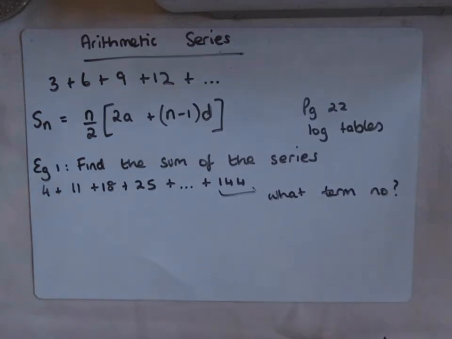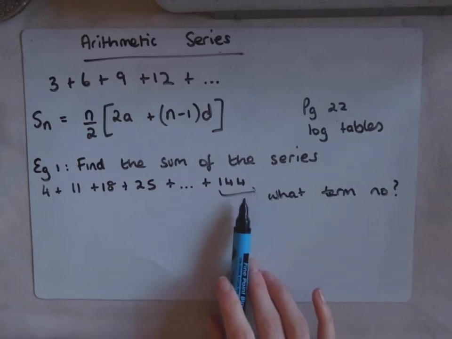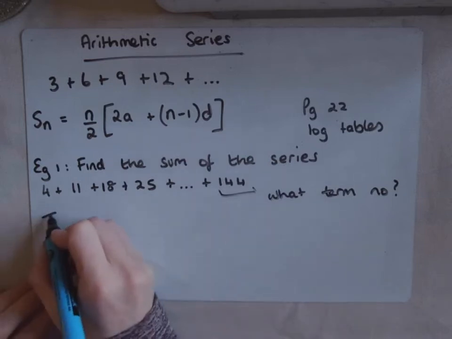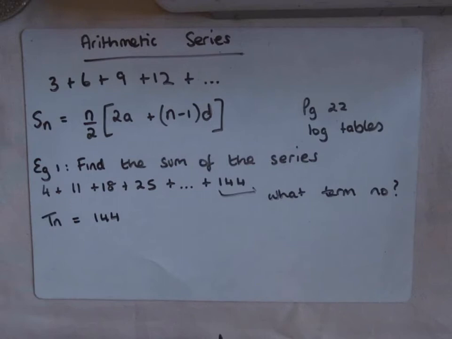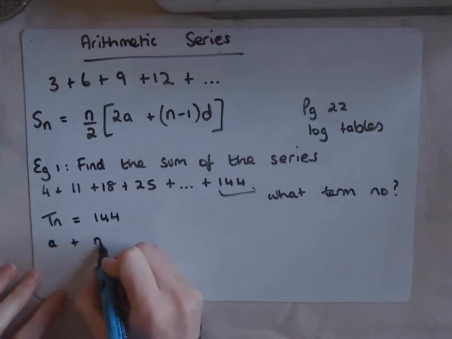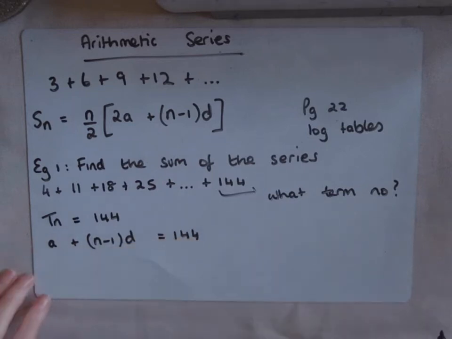If we find out that's the 10th term, we're looking for S of 10. If it's the 15th term, we're looking for S of 15. So we need to find out what term number this is. To do that, we put our Tn equal to 144. Tn is equal to 144. Now we need to find out what Tn is. So Tn is your formula: a plus (n minus 1) times d.